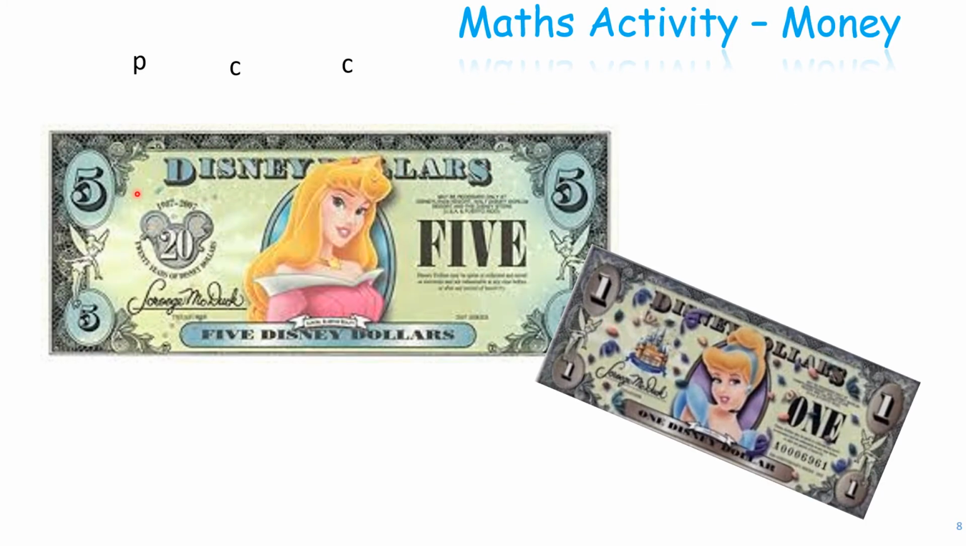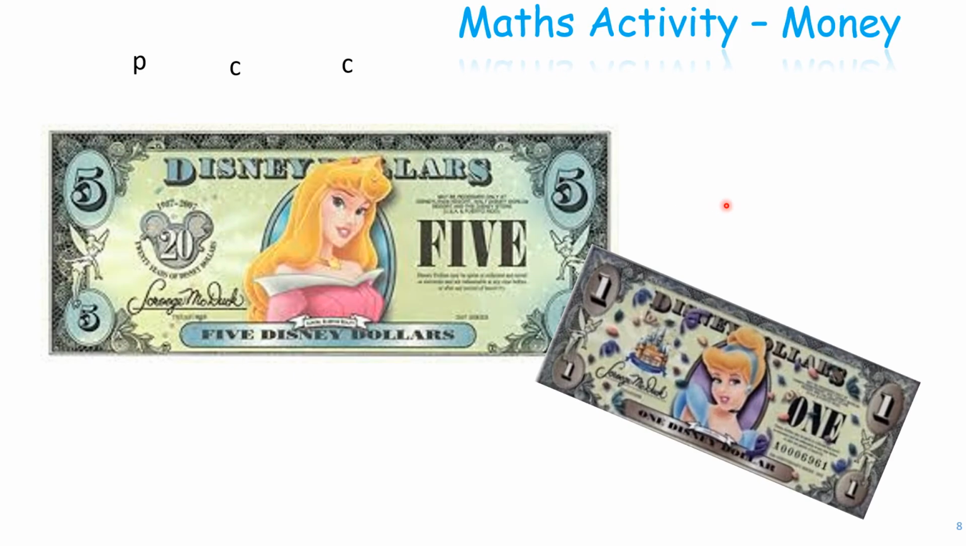Alright. Now I have 5 and I have 1. Together I have $6. Okay? Do you speak clearly? One more time. $6. Okay.